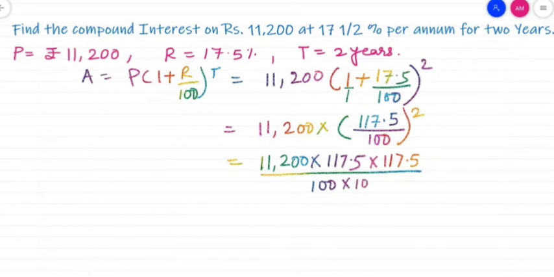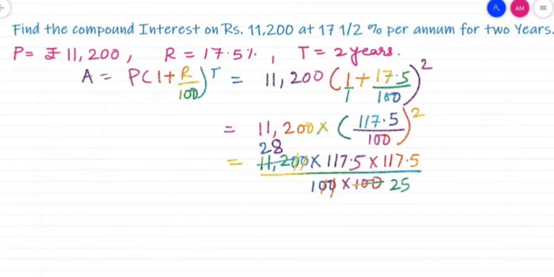Children, I think you have got the point here. Since (117.5 by 100) to the power 2, I have just split them as 117.5 into 117.5 in the numerator and 100 into 100 in the denominator. Now simply cancel the zeros. Here you are left with 112 and here you are left with 100. Both are divisible by 4. I hope you do remember the divisibility test of 4; you have studied it in class 6. Four 25s are 100, and four 28s are 112. So here you are getting 28.